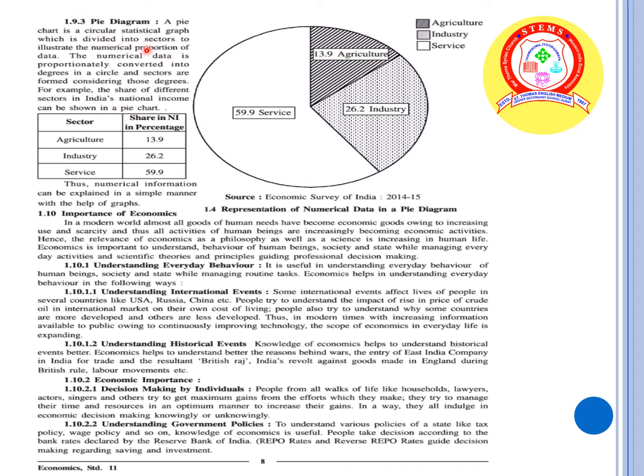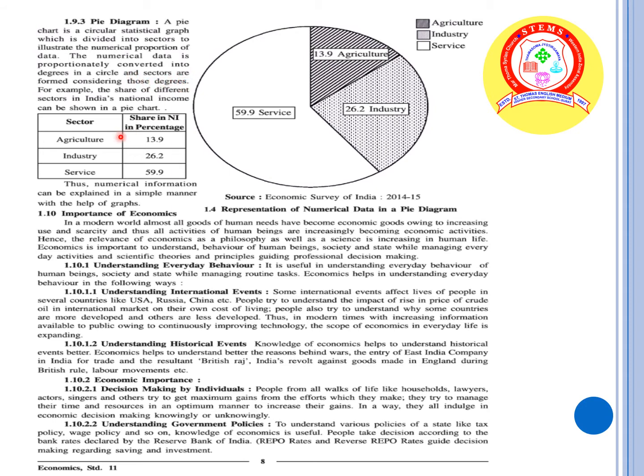So, what is it defining? It is defining the numerical proportion. You can see the numericals over here for different sectors. For agriculture it is 13.9, industry 26.2. So this is the numerical proportion which is represented in this circular statistical graph. Understood? Now, the numerical data is proportionally converted into degrees in a circle and sectors are formed considering those degrees.